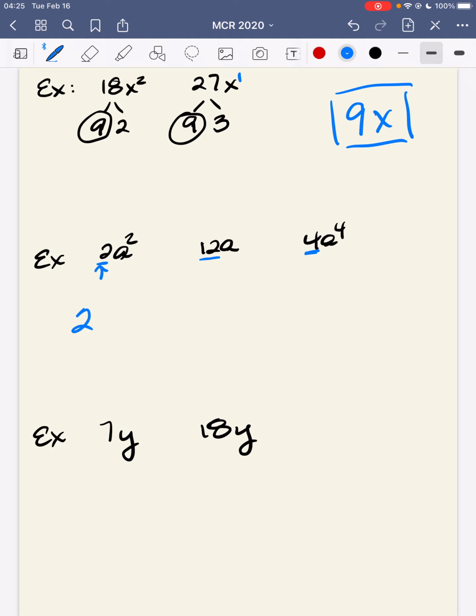Then I look for my smallest exponent. I have a squared, or a to the second power. I have a to the first power, and I have a to the fourth power. My smallest power is my 1. So they're going to have a 2a in common.